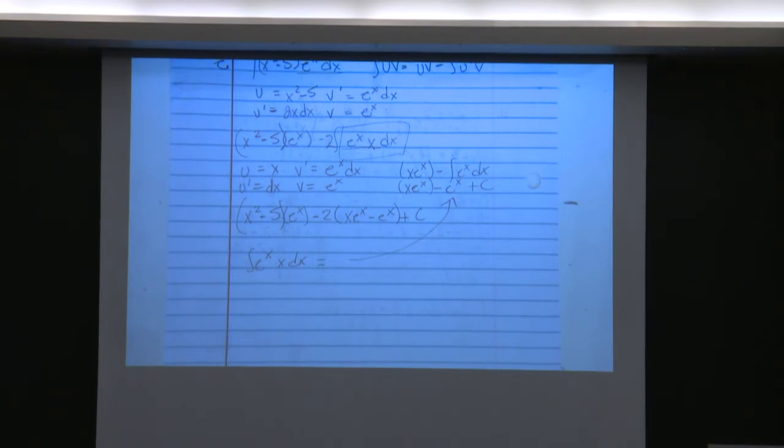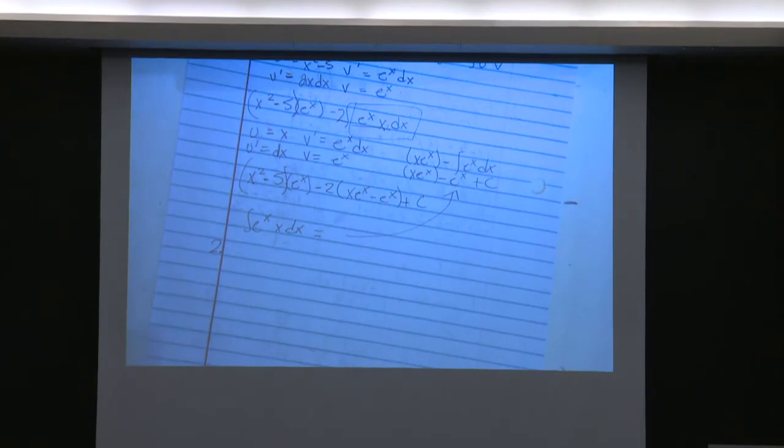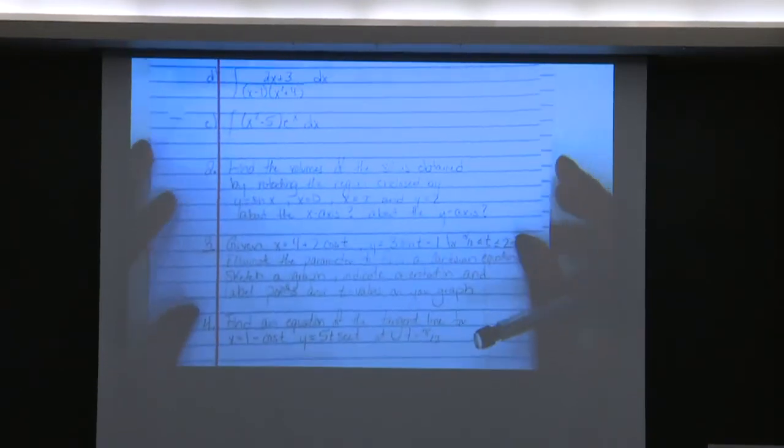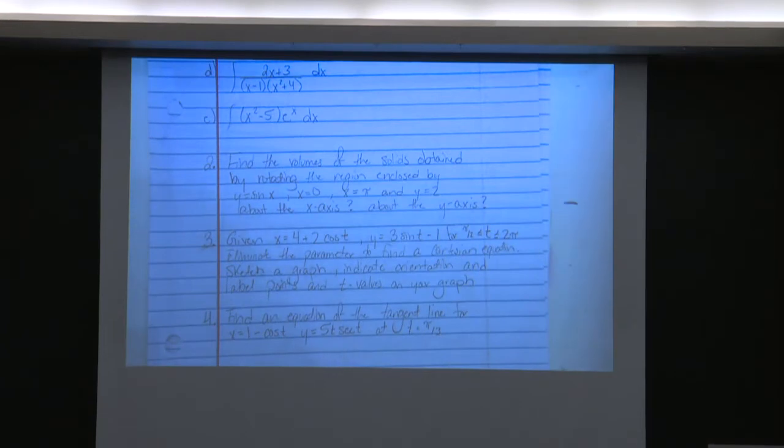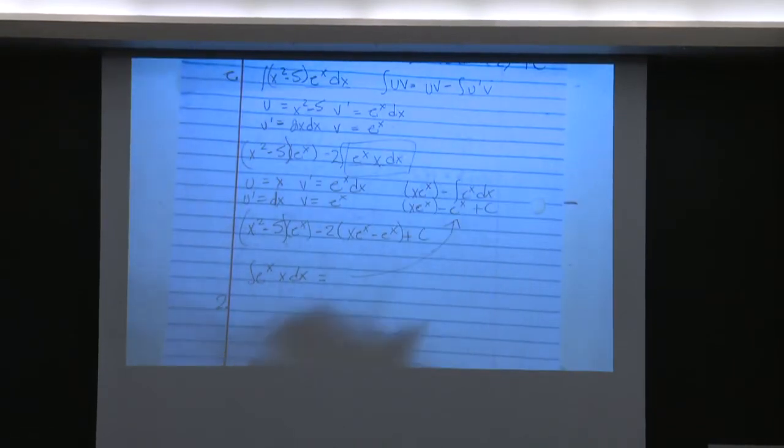Anybody else? All right. So now we can finally move out of our letters and go to a different problem. Where did I put it? Here it is. This problem states this. Can you see it? Find the volumes of the solids obtained by rotating the region enclosed by y equals sine x, x equals 0, x equals pi, and y equals 2 about the x-axis and about the y-axis. So, finding the volume of rotating regions.